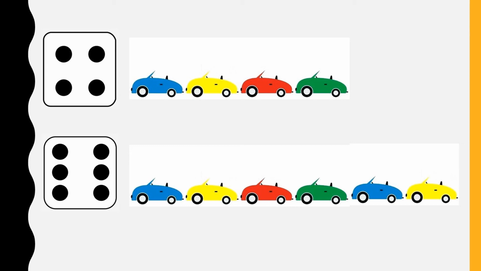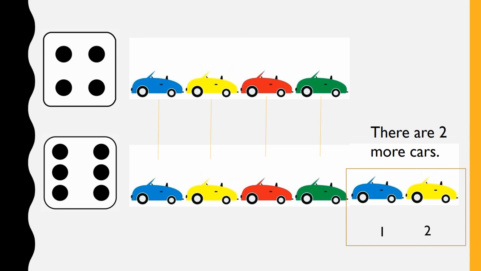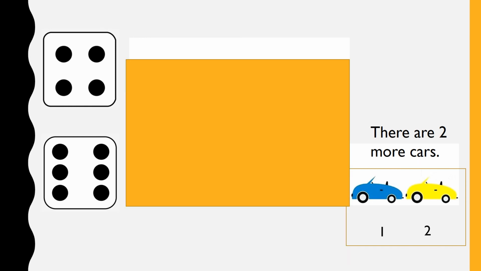I know that the bottom row has 6 cars, but I want to find out how many more cars there are on the bottom row. If I match up the cars, I can see how many more cars there are. 1, 2, 3, 4. Now I can see that there are 2 more cars. How many more cars are there? 1, 2. Remember, we can put a piece of paper over the matched up pairs and then count how many more. Yes, there are 2 more cars.